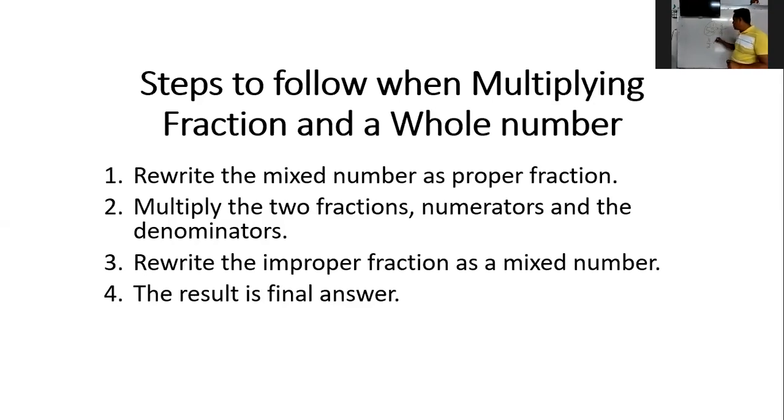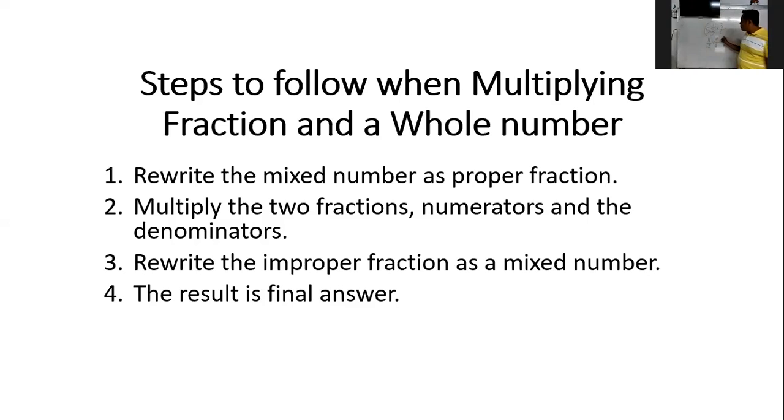Multiply to 3 over 4. So now numerator to numerator. So 11 times 3 equals 33. And 2 times 4 equals 8. So our final answer, not really the final answer yet, but our answer is 33 over 8. Step 3 is to rewrite the improper fraction as a mixed number.